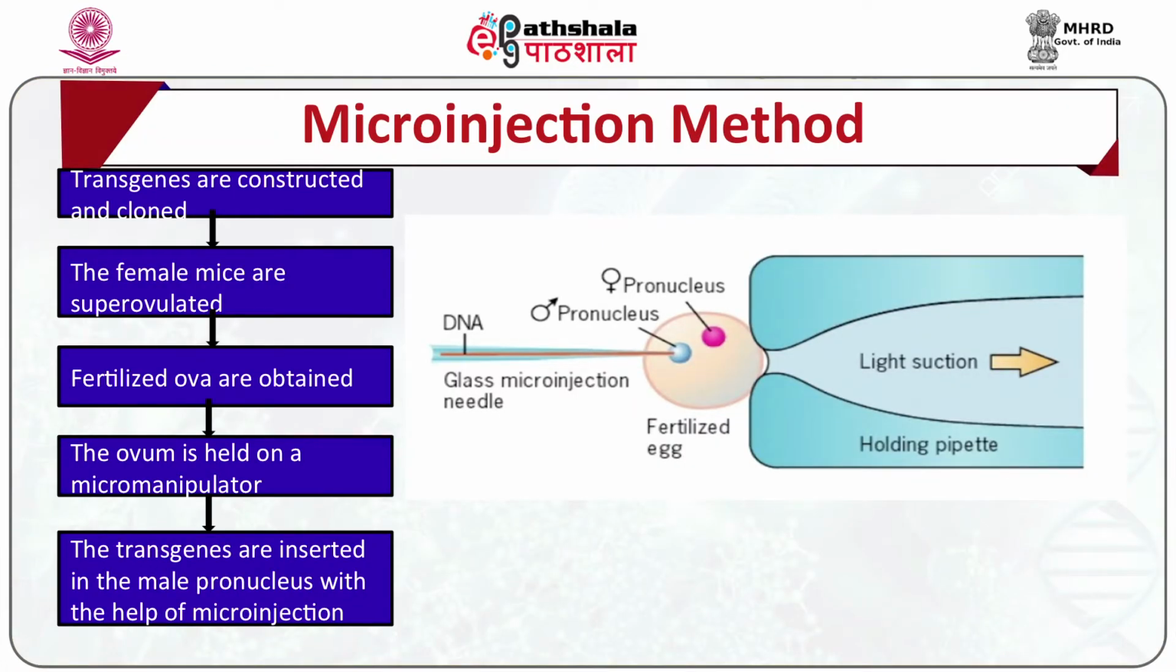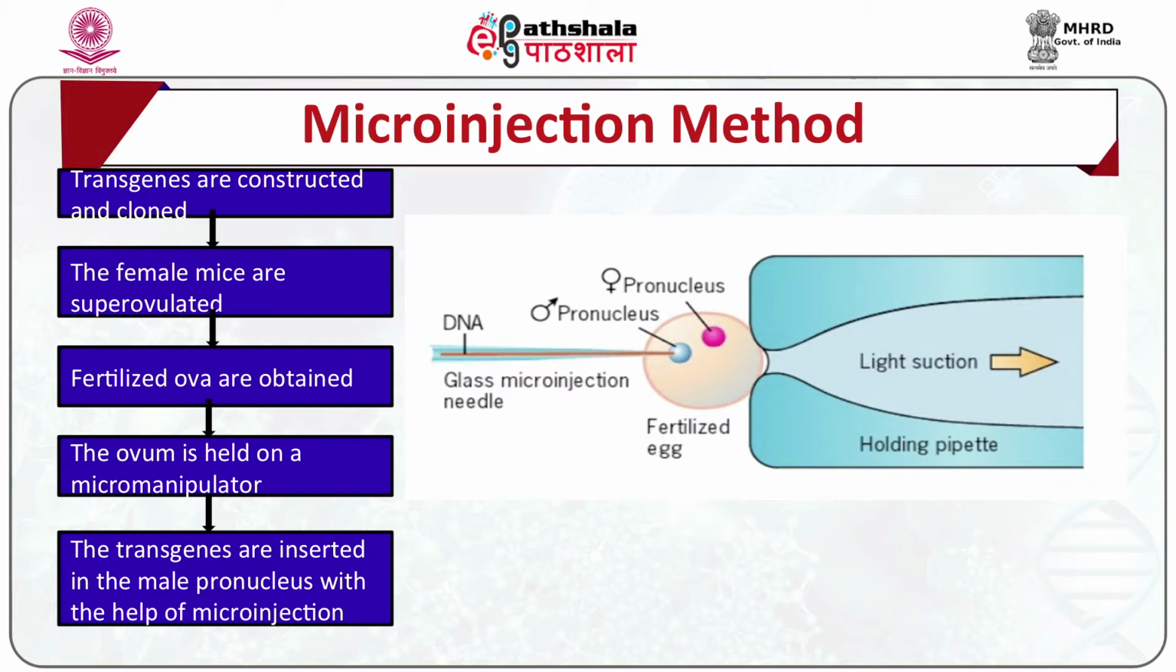Let us see what is the micro-injection method. In this method, transgenes are cloned and then introduced directly in the fertilized egg by micro-injection. This method includes, first step is obtaining fertilized ova from the super-ovulated female.